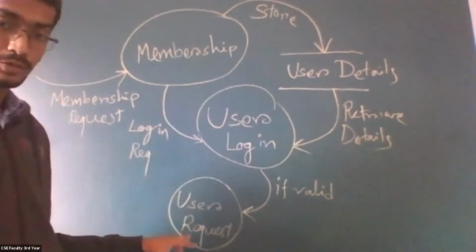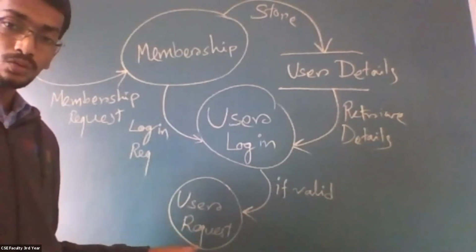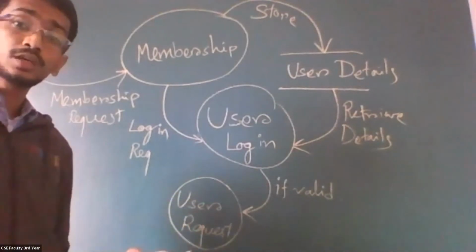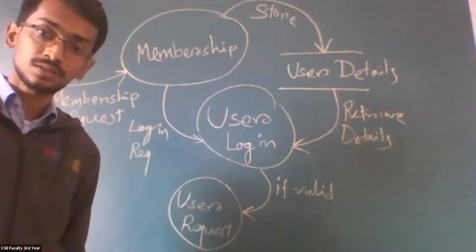Suppose the user request is here. In level 2, we'll expand it and we'll show each of the requests as a process. Okay.